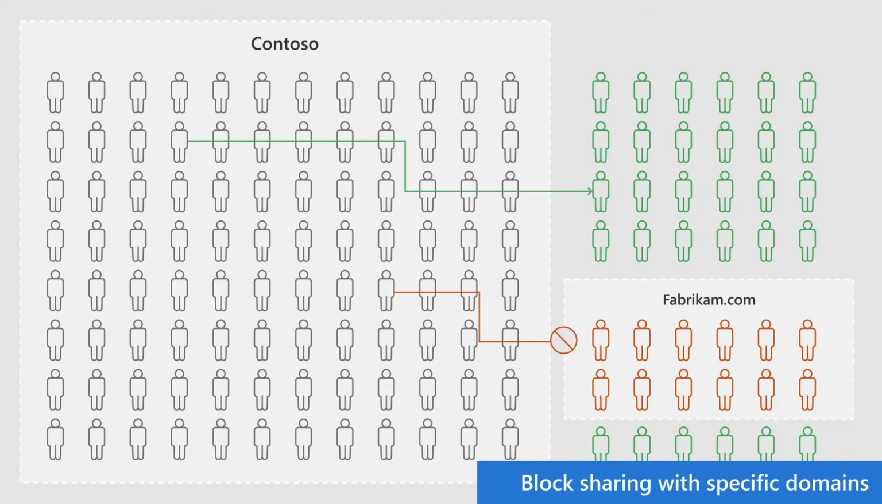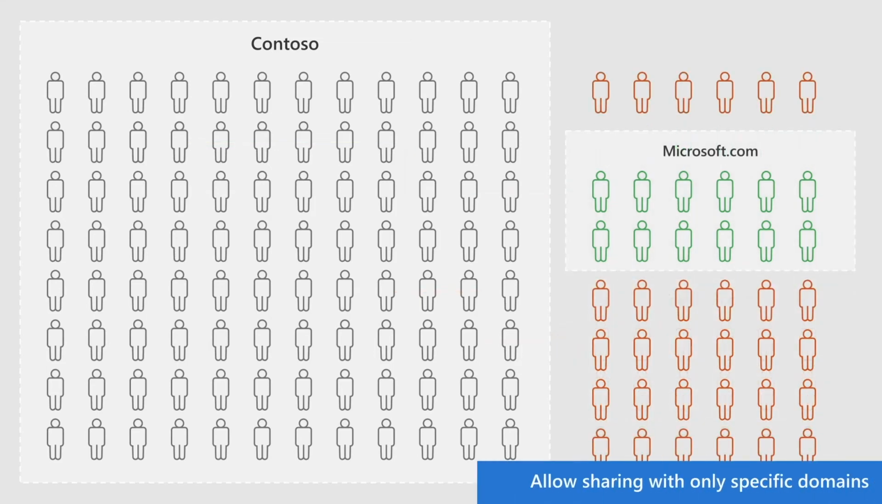Now, you can also restrict who you're allowed to share with by adding a block list of domains. You can choose, say, hey, if we have a competitor like Fabricam.com that we know we're never going to want to collaborate with, you can add them to a block list, either for the entire organization or on a site-by-site basis. Similarly, you can set up an allow list. You can create an allow list of who you are okay with people sharing with. If you have a really trustworthy partner, say Microsoft.com, you can only allow your users to share with people at that domain. And you can configure this on a per site basis as well. So you can set up one site for sharing with people at Microsoft.com and set up another site for sharing with people at Fabricam.com.